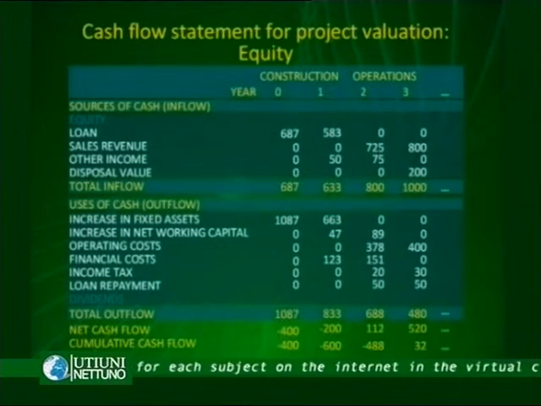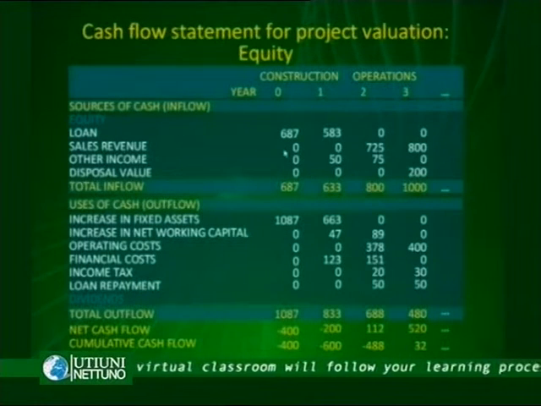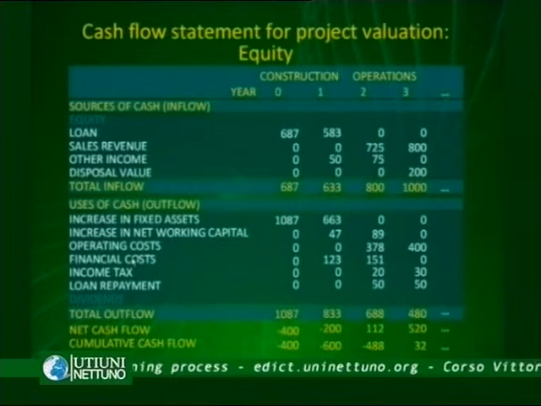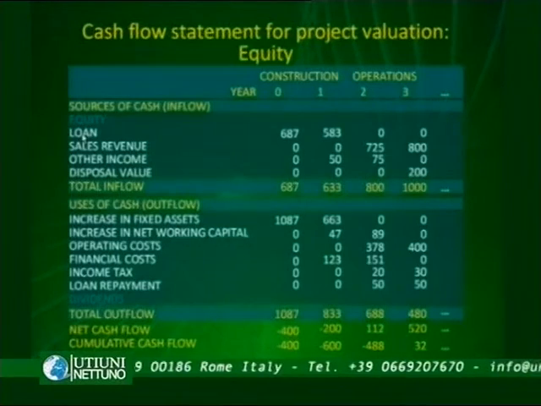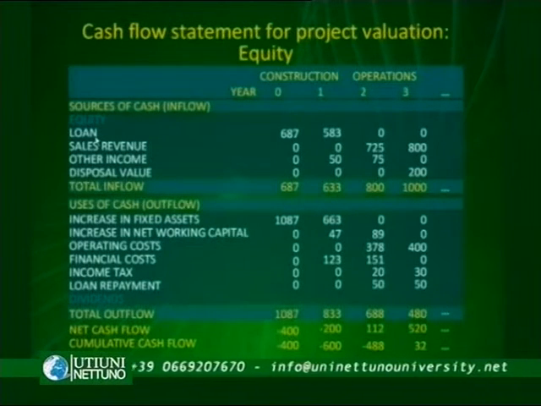So the difference between this slide and the previous slide is that the cash flow statement for equity also includes external finance. So it includes eventual new loans that are raised for the project, and also the financial costs that are generated by these loans, the loan repayment, and also income taxes that are paid before dividends can be distributed to the shareholders. So all these outflows that are financial costs, income taxes, and loan repayment, and the inflow that is the loan, are relevant for equity holders.